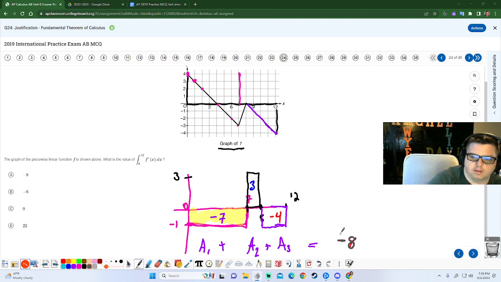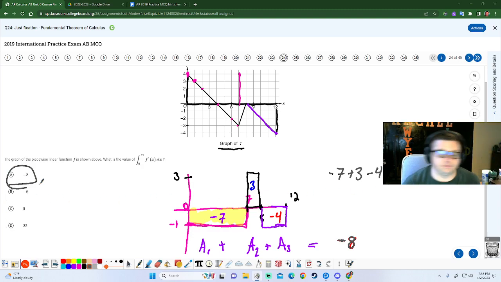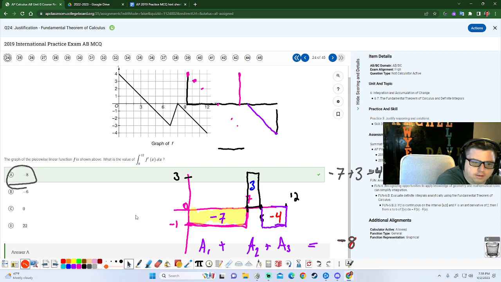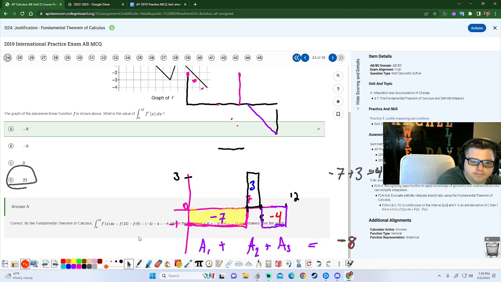Let's make it a different color. -7 plus 3 minus 4 equals -8. How do we feel about that? I'm going to tell you I'm about 90%. There we go. Okay, good. I did do it right.